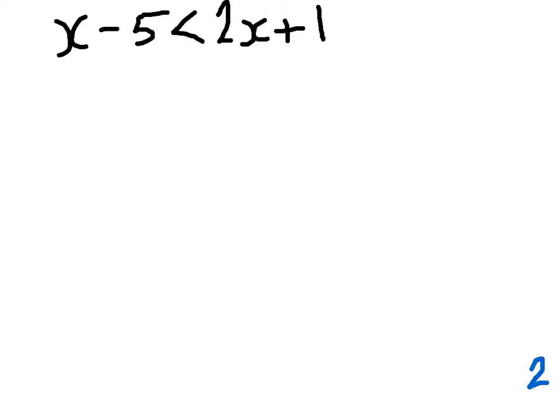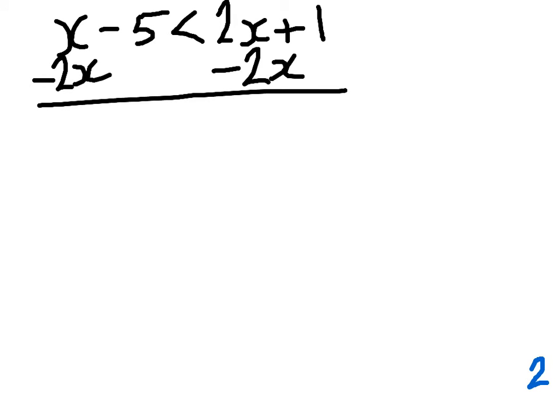So here is the same one again. This time, I'm going to show one of the rules that we need to remember with this. We're going to collect all the x's on the left hand side, and to do that we're going to subtract the 2x from the right hand side and keep it balanced, subtract the 2x from the left hand side, and so we end up with negative x minus 5 is less than 1.